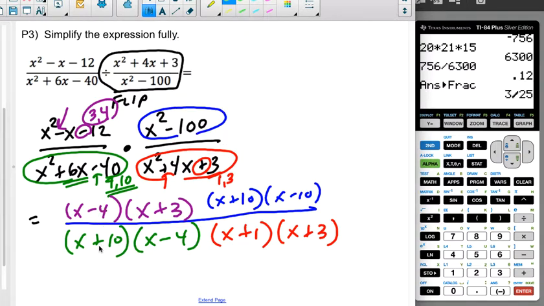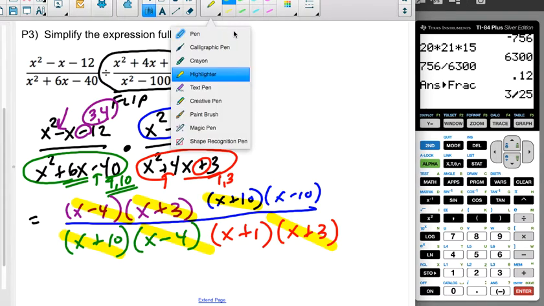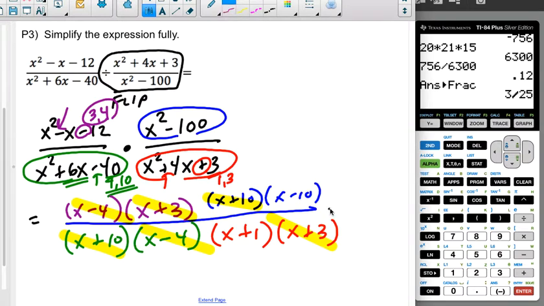All right, so I see the x plus 10 cancels with an x plus 10, x plus 3 cancels with x plus 3, x minus 4 cancels with x minus 4. Oh, look, I'm just left with the x minus 10 on top and the x plus 1 on the bottom. So my answer is x minus 10 over x plus 1.